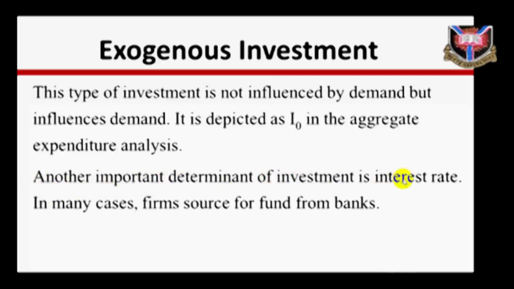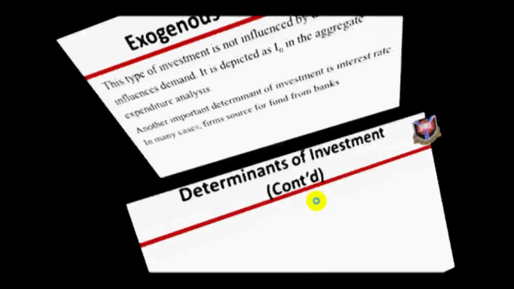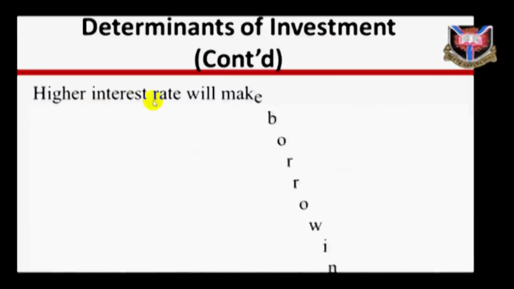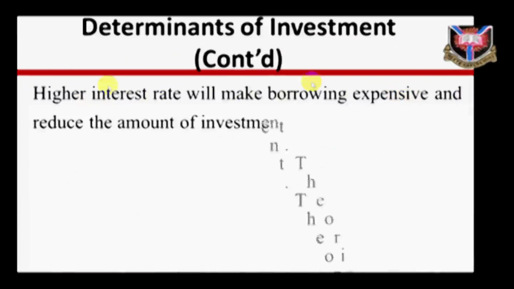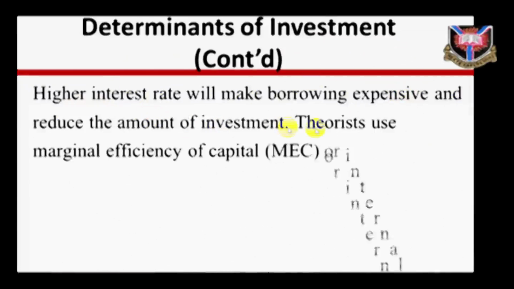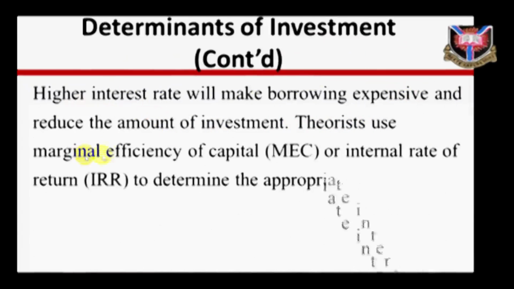Another important determinant of investment is interest rate. In many cases, firms source for funds from banks. Therefore, high interest rate will make borrowing expensive and reduce the amount of investment. The question that follows is: what is the highest interest rate that a firm can pay for a particular investment? Theorists use marginal efficiency of capital, or the internal rate of return, to analyze this question.